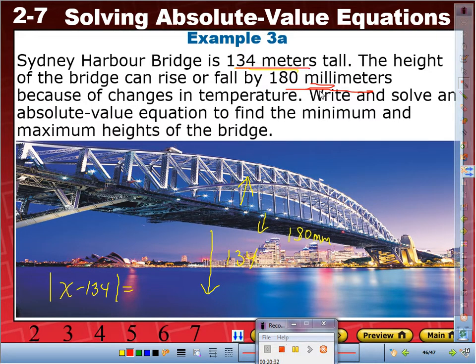How many millimeters in a meter? Milli means 1,000. So if we were to divide 180 by 1,000, this becomes 0.18. How do we do that? 180 divided by 1,000, that's that. And do we know how to solve these? Yes, we become one positive, one negative, and we solve the equation.